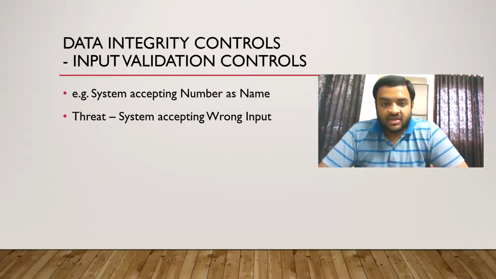Now let's see input validation controls. After we have verified the source documents, we will try to enter this information into the information system. An example is the system accepting a number as a name. The same example we had taken earlier. What is the threat? The system accepting the wrong input.